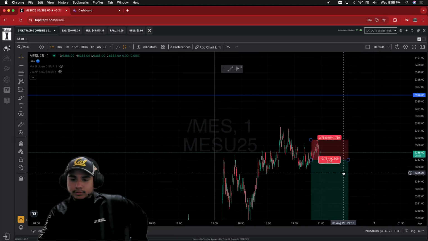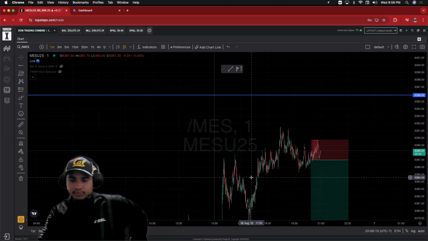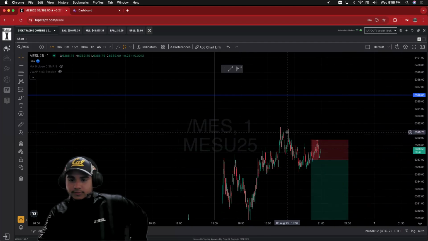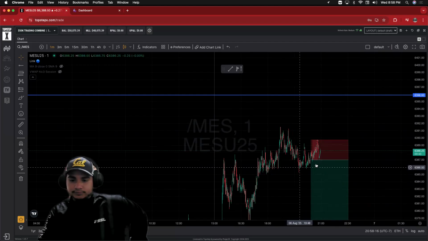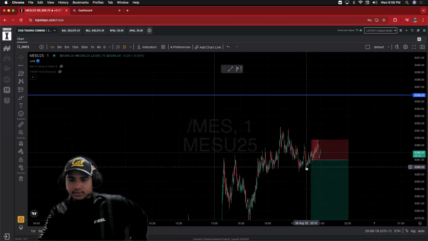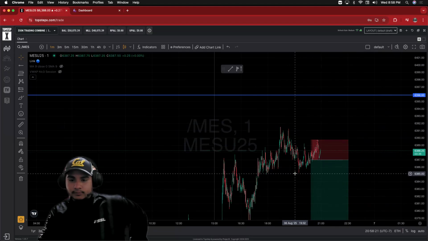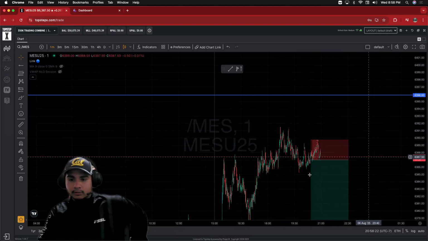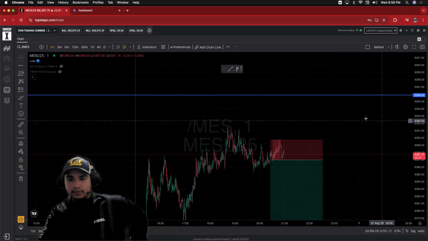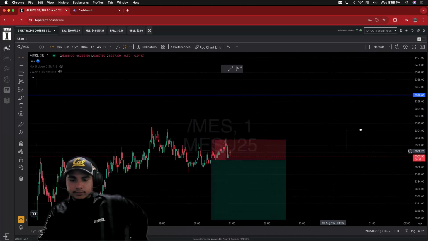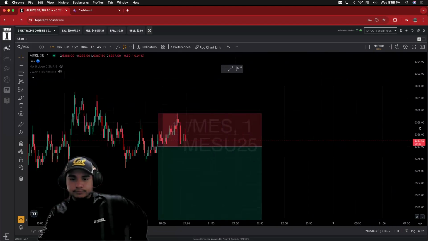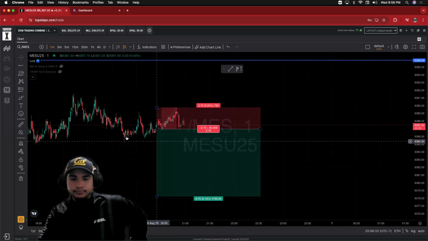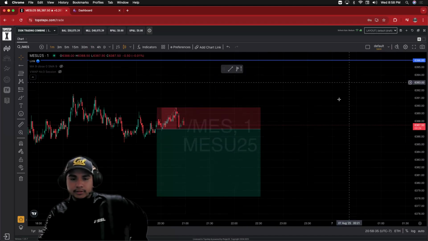But so all this liquidity here was swept. This liquidity here was swept. This didn't sweep. This is the lower low, higher. I don't even know what you call that. But we are continuing to push up, higher low.